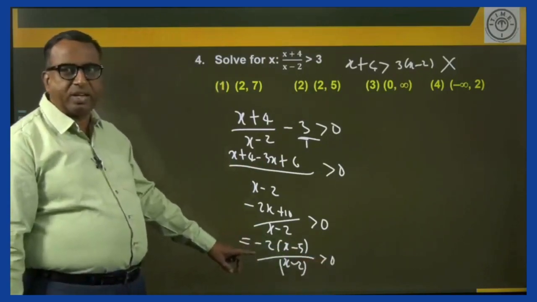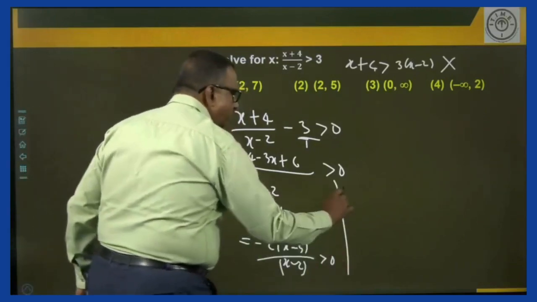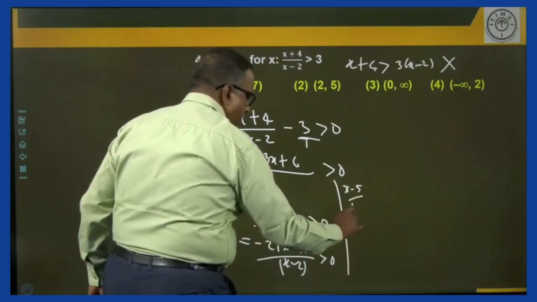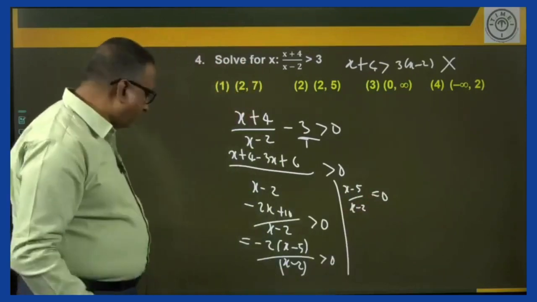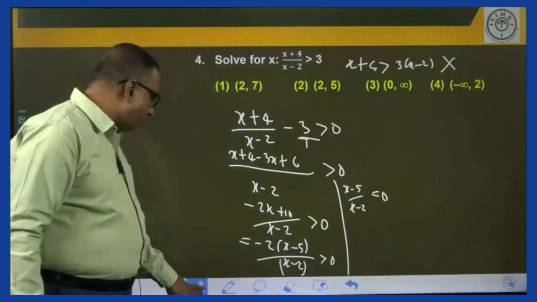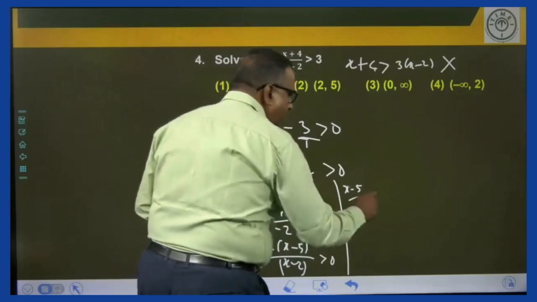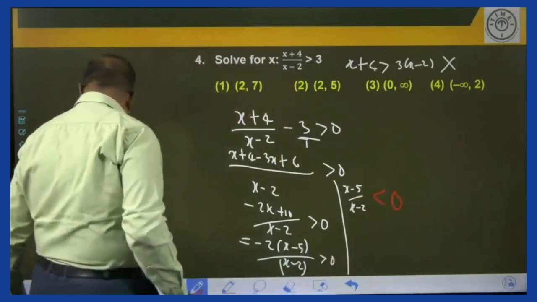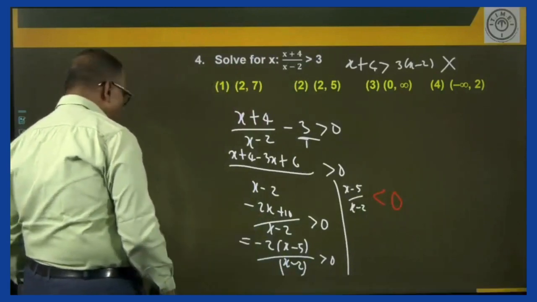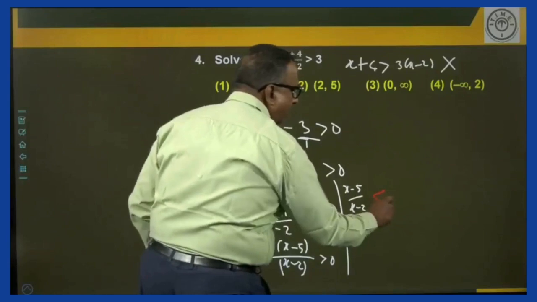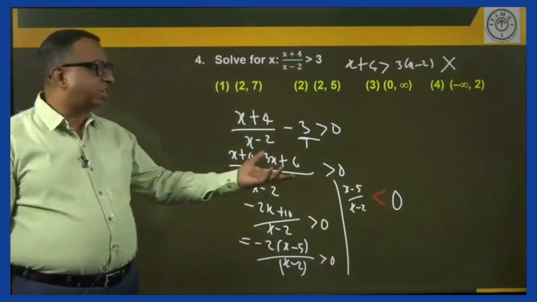Whenever you have a minus sign, you can revert the sign. If you take this minus 2 away, you simply get x minus 5 by x minus 2 will be less than 0. Please understand, you have to revert the sign. With your permission, I have to use the red color. Here it becomes less than 0. This part will be less than 0, because when you are dividing it by minus 2, reversal of sign takes place.